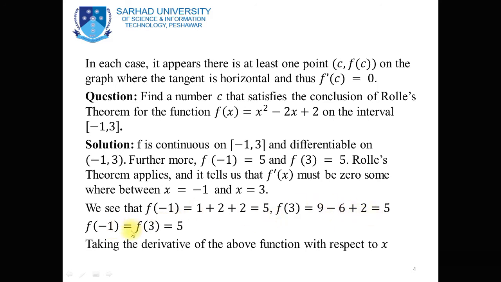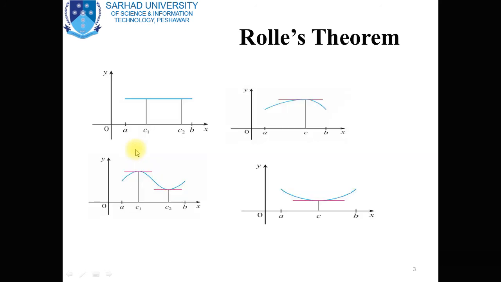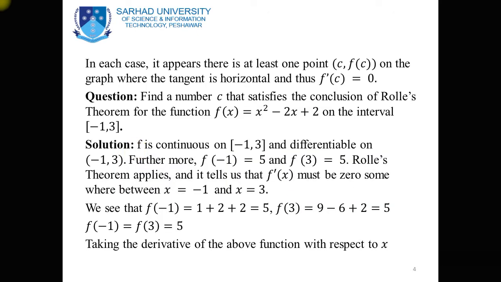So the hypothesis of the Rolle theorem, that f of a is equal to f of b. So f of -1 is equal to f of 3. So the third hypothesis of the Rolle theorem is also satisfied. The function f is continuous on the closed interval from -1 to 3, and the function is differentiable on the open interval -1 and 3, and f of -1 is equal to f of 3. So this function satisfied all the hypotheses of the Rolle theorem.